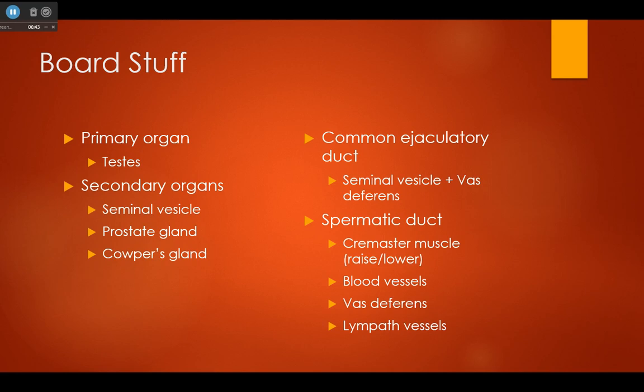We have the cremaster muscle that raises and lowers the scrotum to help cool or warm the testis. It will have blood vessels, arterioles, and veins. You'll have the vas deferens, the duct that is going to carry out the sperm, and then, of course, lymphatic vessels.